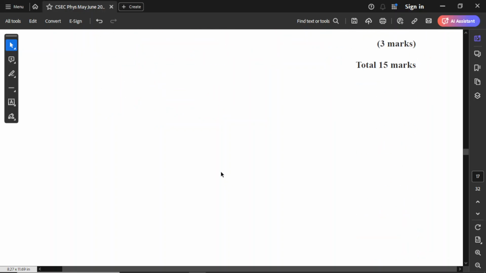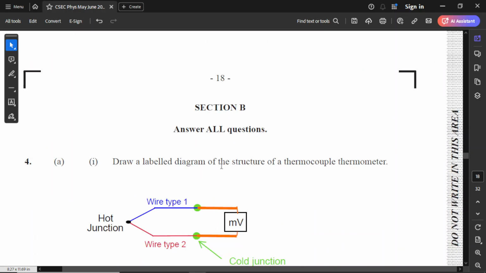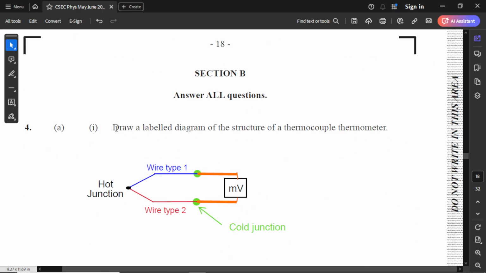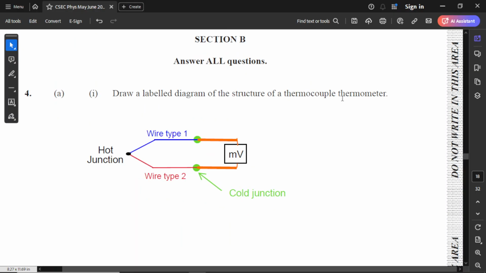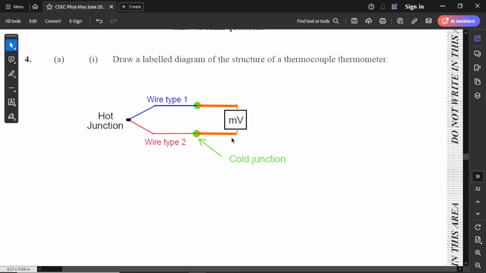All right, jump into our next question here, question number 4. For question number 4, part A, 1, it's to draw a labelled diagram of the structure of a thermocouple thermometer. And this is a basic diagram right here. We have a junction right here.